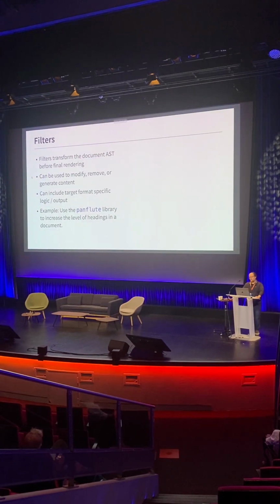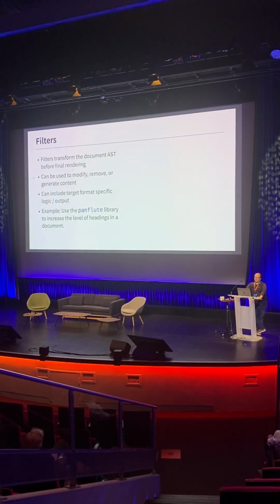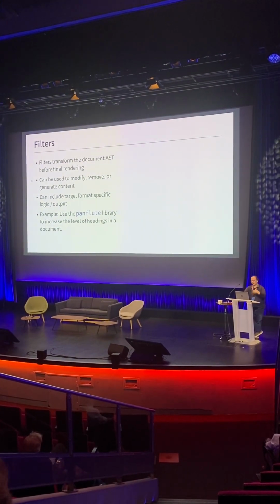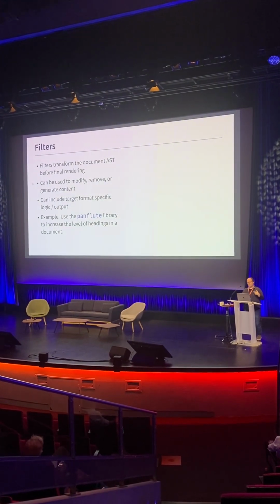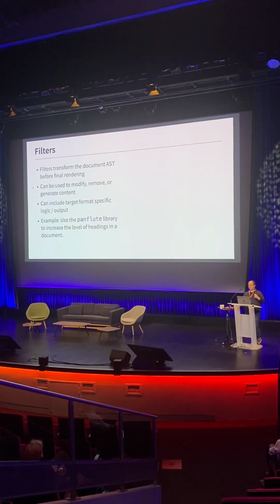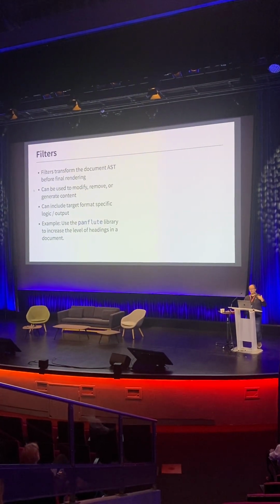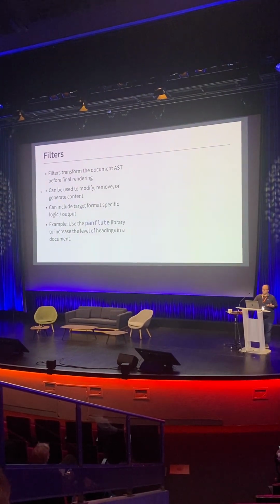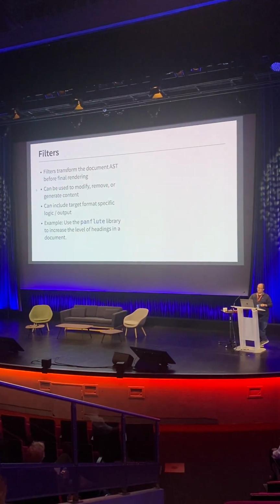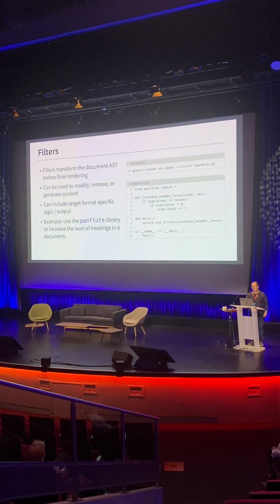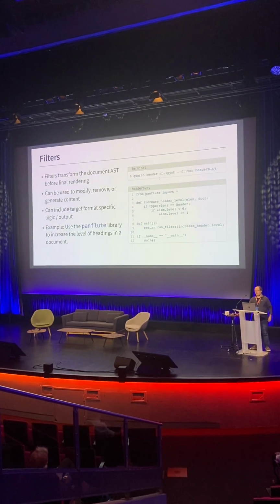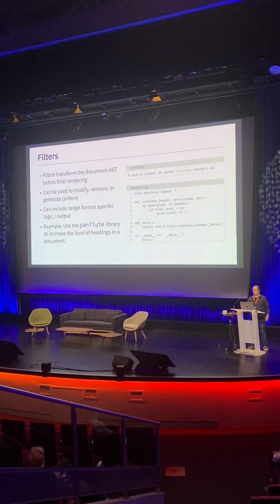I'll talk just briefly about filters. The idea behind a filter is that it transforms the document before final rendering. You can implement lots and lots of things with filters: content generation, content filtering, doing format-specific things. I'll give an example of a filter using the PanFlute library. Here you can see I'm rendering a notebook, and I'm saying, please run this filter when the notebook is rendered.